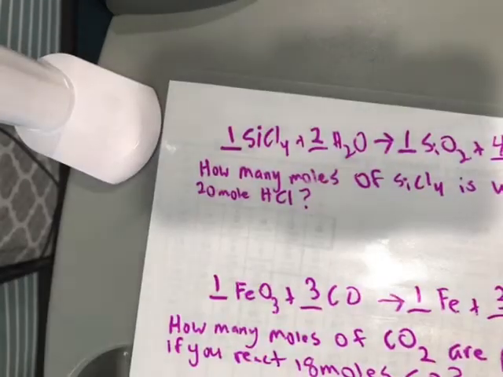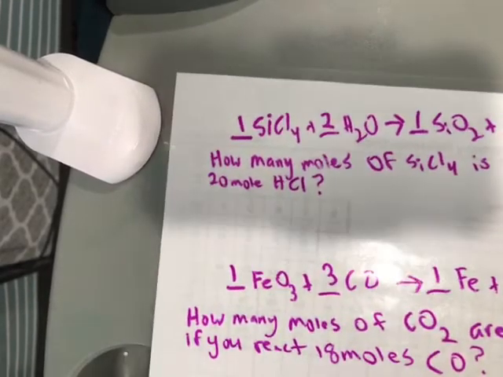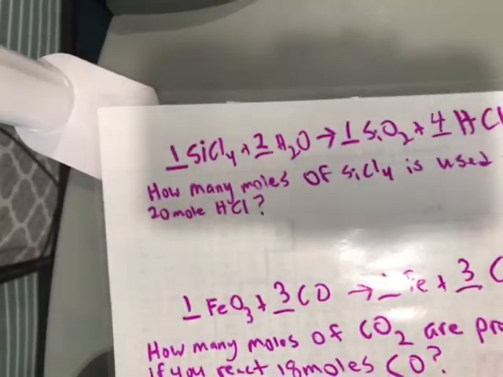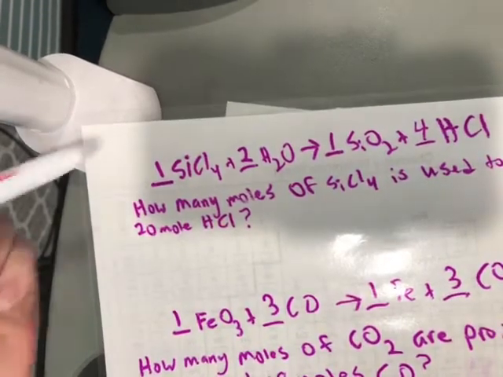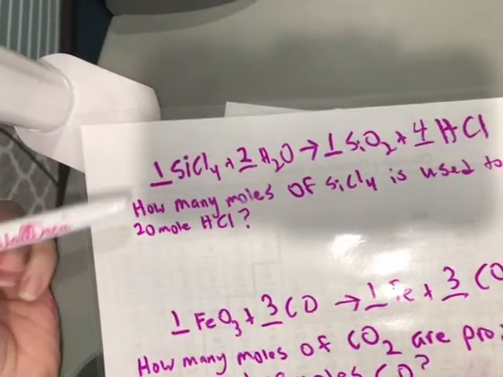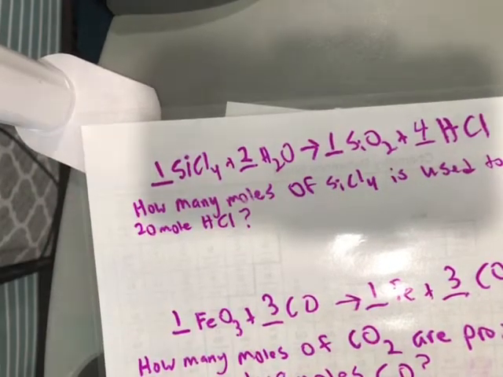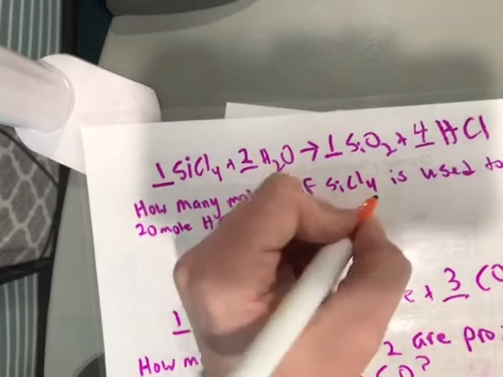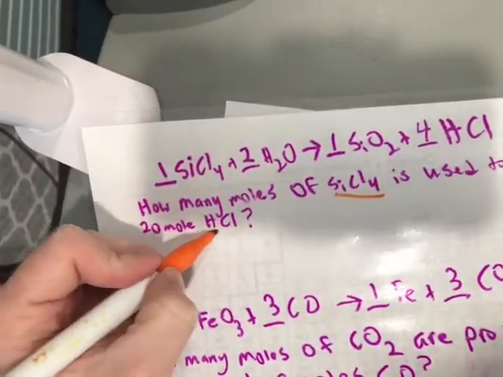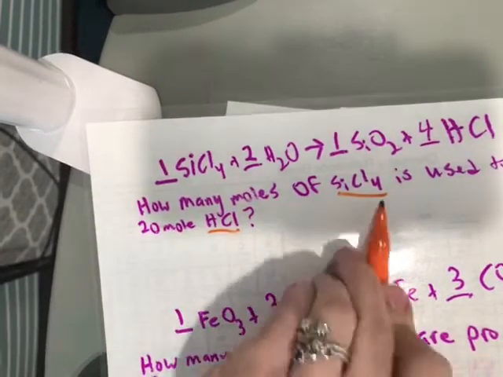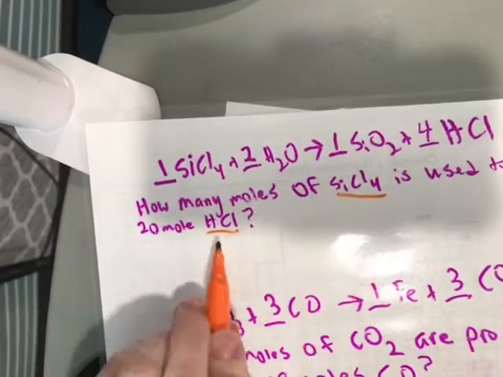So let's take a look at one of the problems. I've already balanced these for you. If you need more practice balancing, feel free to go back to my balancing equations video. But right now I want to focus on this and not that. So here we are. This is my balanced equation. It says how many moles of SiCl4 are used to make 20 moles of HCl. Notice that I have two different compounds.